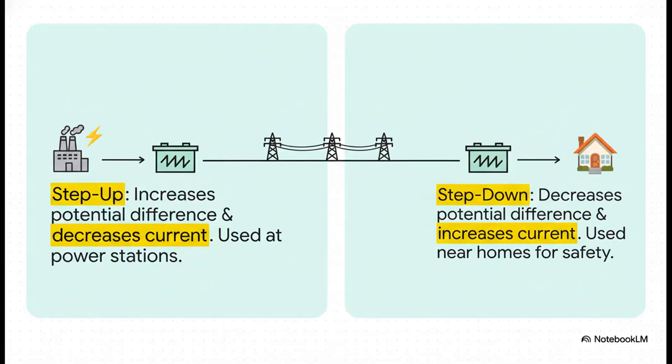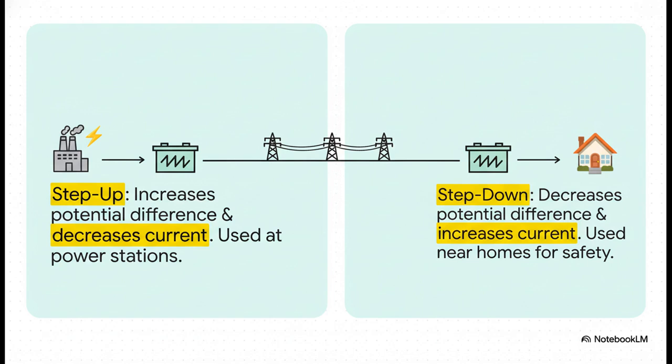And here it is, a brilliant two-part solution. To cut down on all that wasteful heating, we need to get the current as low as we possibly can. So at the power station, they use something called a step-up transformer. This thing massively increases the potential difference. We're talking hundreds of thousands of volts. And by doing that, it crucially decreases the current. This low current, super high voltage electricity can then zip across the country super efficiently.